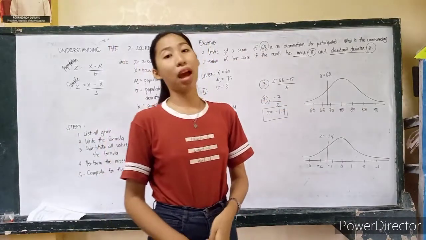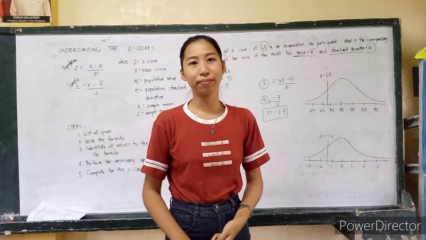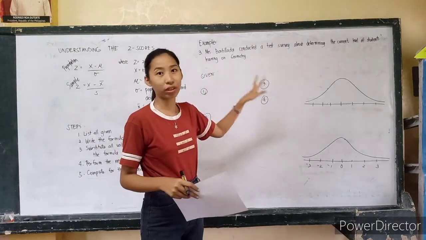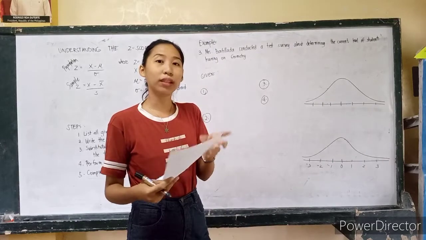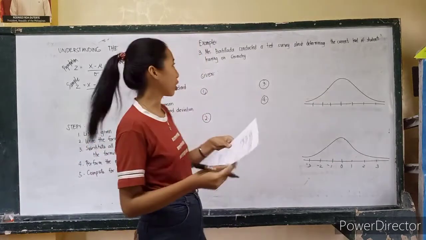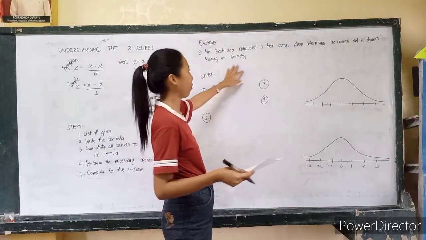Now, let us proceed with our last example. For example number 3, I haven't written all the problem. I'm just going to read it after because na-short ko sa space. I'm so sorry for that.